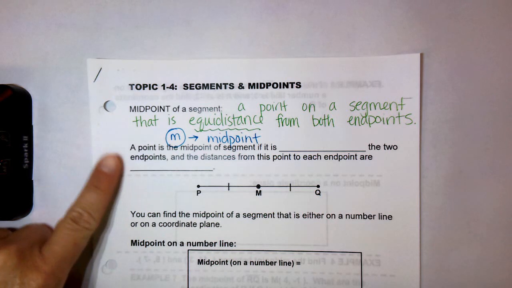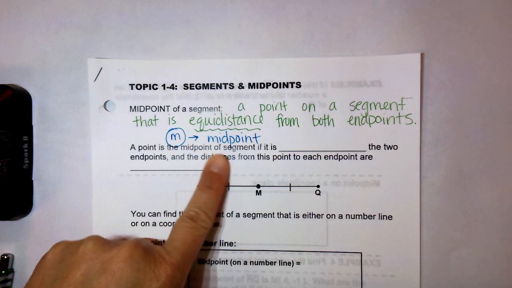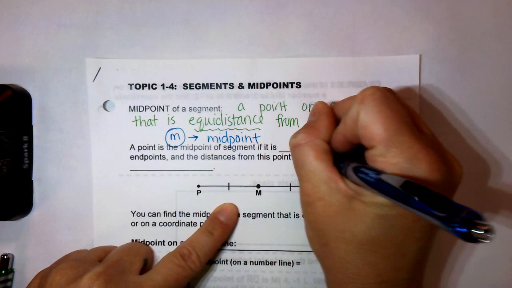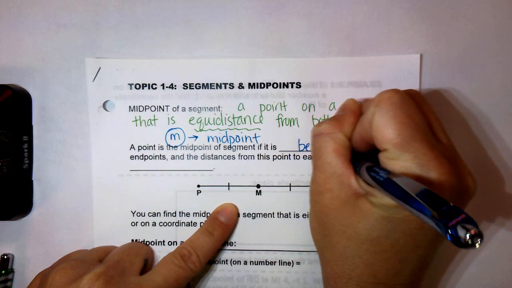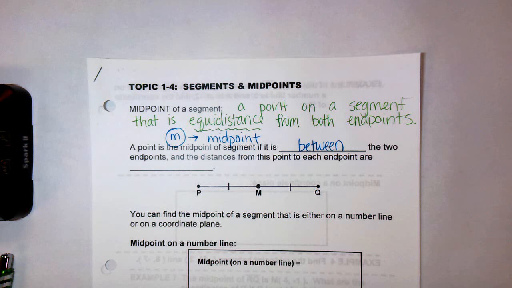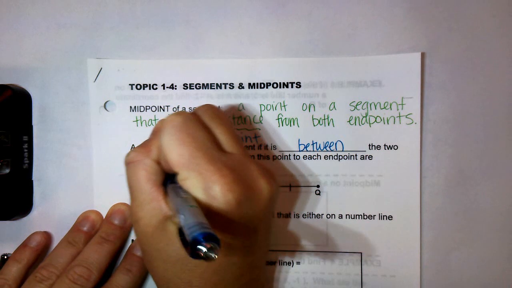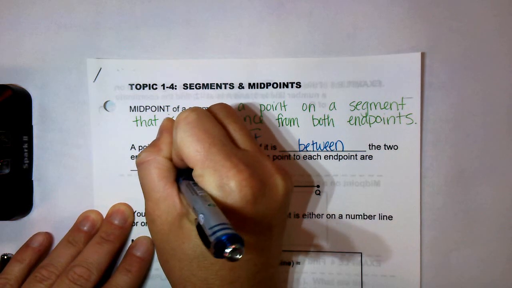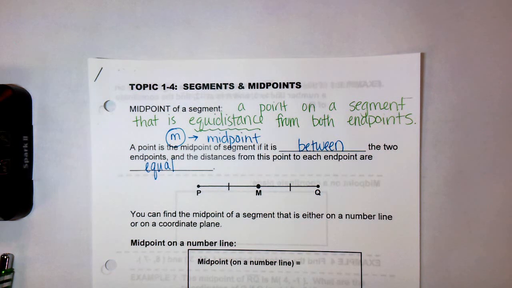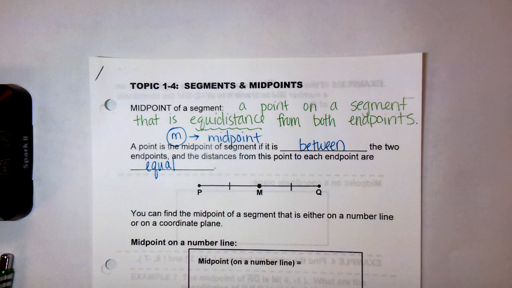All right, a point is the midpoint of a segment if it is between the two endpoints, and the distances from the point to each endpoint are equal. So think about what it means to be in the middle. The midpoint is directly in the middle. The left and the right side are exactly the same.